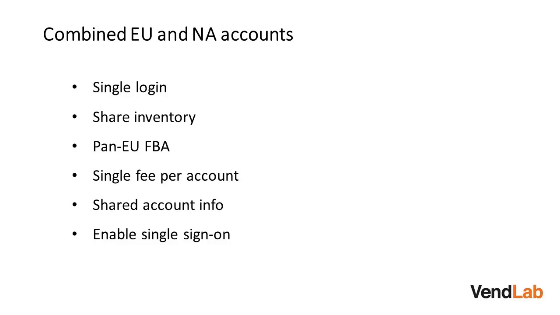This has certain benefits. For example, the inventory across these countries is shared. So if you list 3 items in the UK, it will also show as listing 3 items in France, Italy, Germany, Spain, etc. This means a much lower chance of overselling. In Europe, there's something called Pan-European FBA, which we'll come on to later.